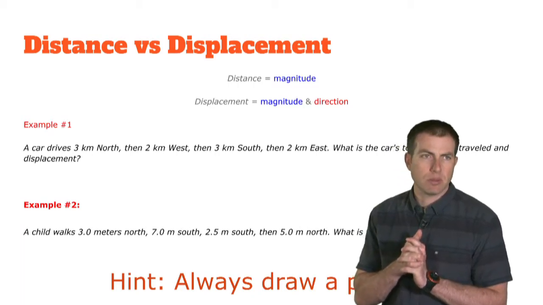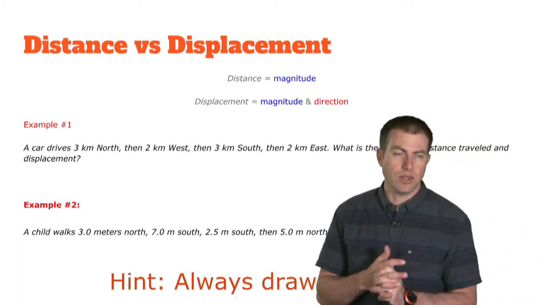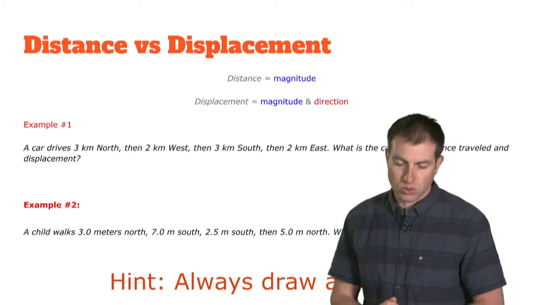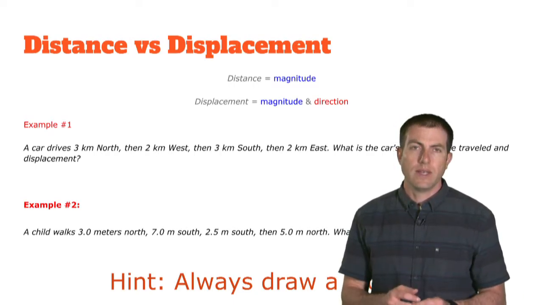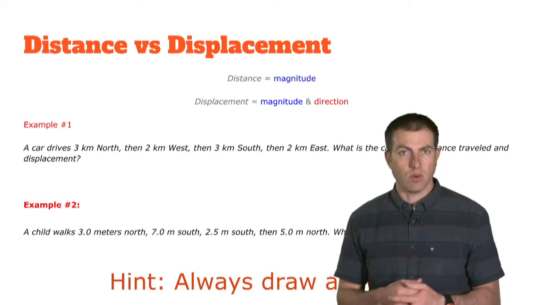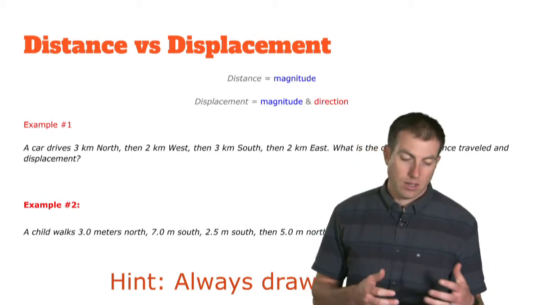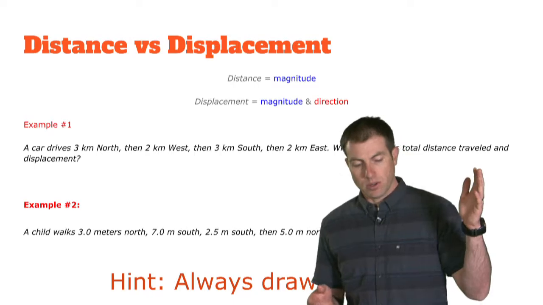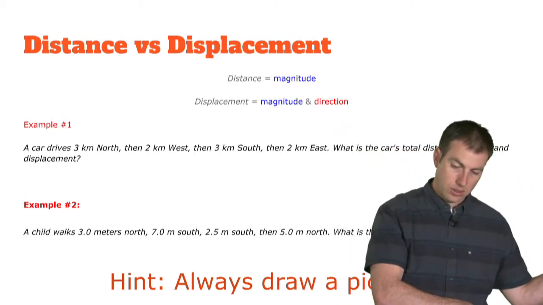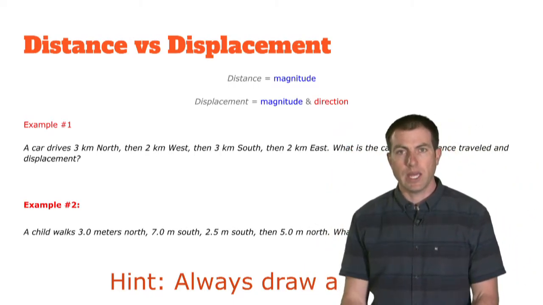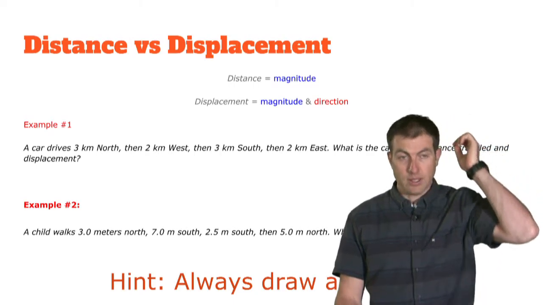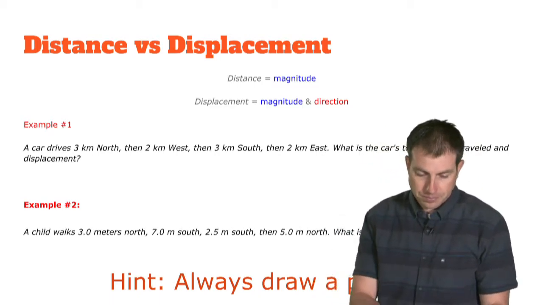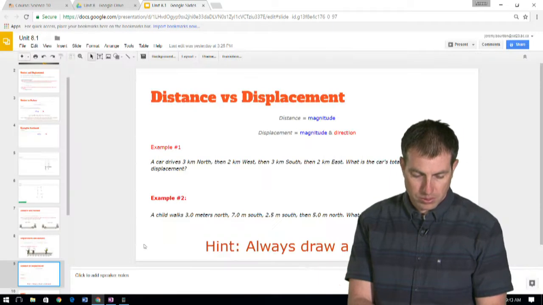A car drives 3 kilometers north, then 2 kilometers west, then 3 kilometers south, then 2 kilometers east. What is the car's total distance traveled and its displacement? So what we're doing now is taking all these little arrow pictures that we've drawn so far and trying to make sense of a word problem. Just reading it, I'm driving 3 north, and then 2 west, and then 3 south, and 2 east. Trying to form that in my head to figure out where I am, it's going to be really confusing. So this is why you should always draw a picture. We're going to do these 2 examples.